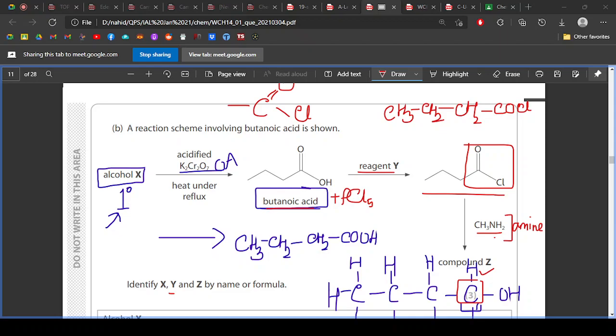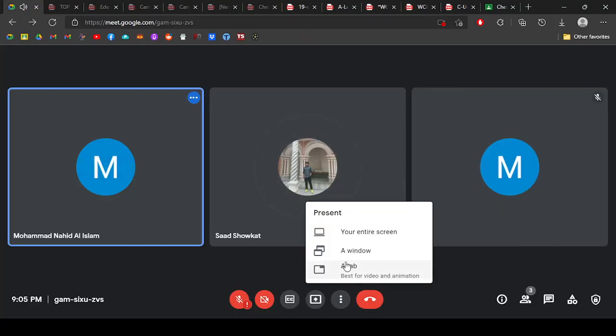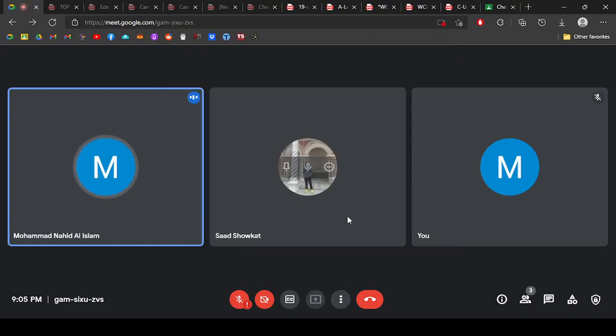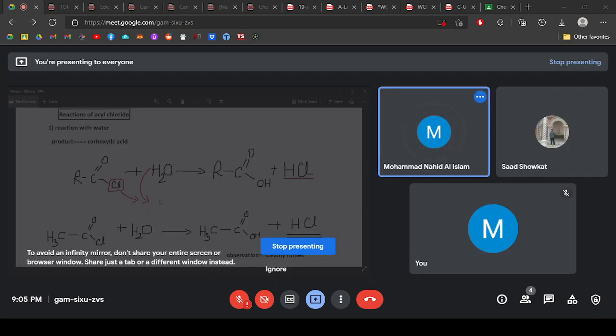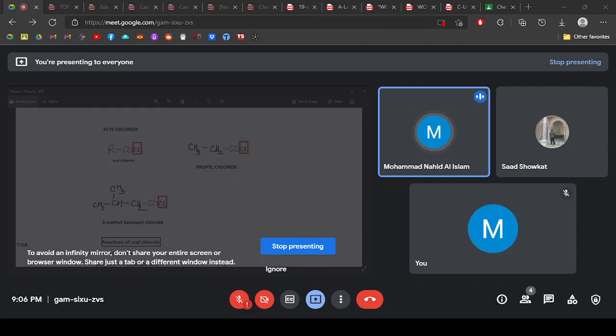Oh, I found the reaction for acyl chloride. Let me show you. Here, you remember this? We discussed this. When you take acyl chloride and react it with water, you can get carboxylic acid. Even with PCl5, I think the slide with PCl5 is not here for some reason. I think the file got deleted. It's there in the summary. So you have the summary with you, right? The PDF summary that I've given you.